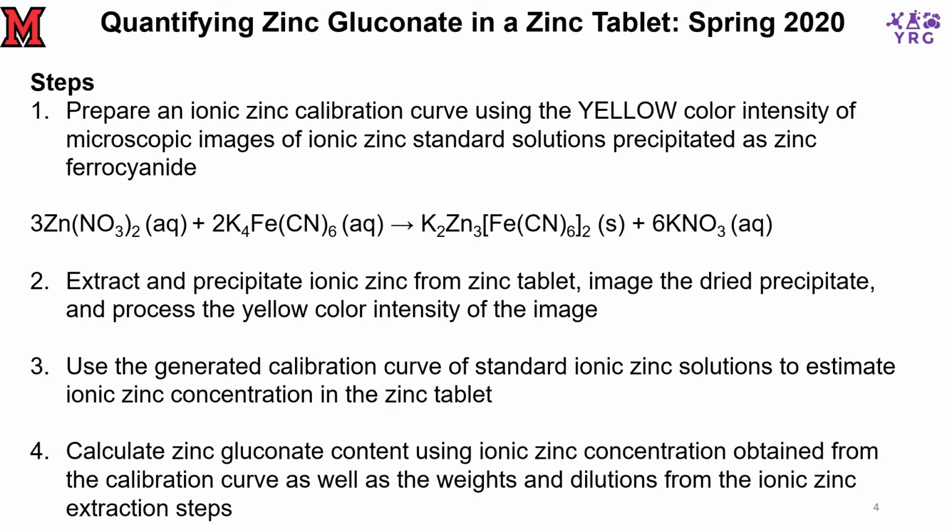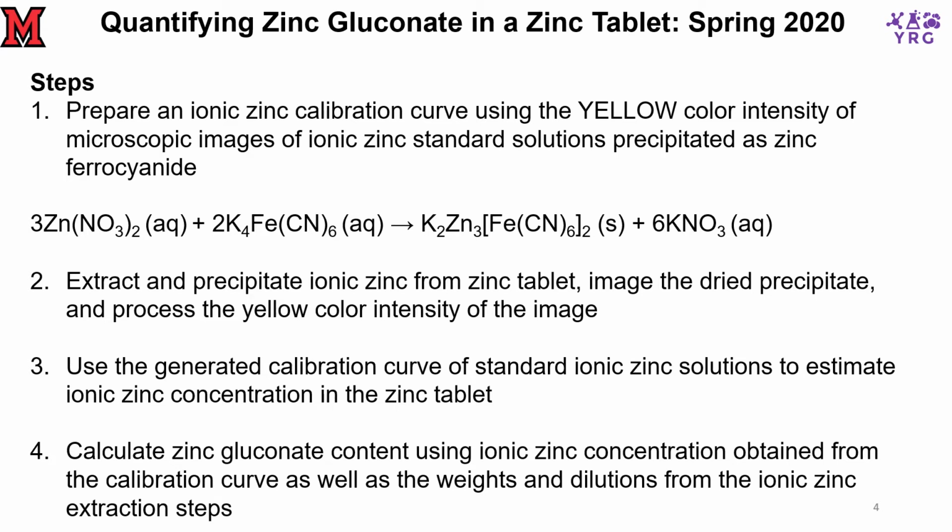1. They prepare an ionic zinc calibration curve using the yellow color intensity of microscopic images of ionic zinc standard solutions precipitated as ionic ferrocyanide, as seen in the equation below. Then they extract and precipitate ionic zinc from zinc tablets, which is then imaged and processed for color intensity.